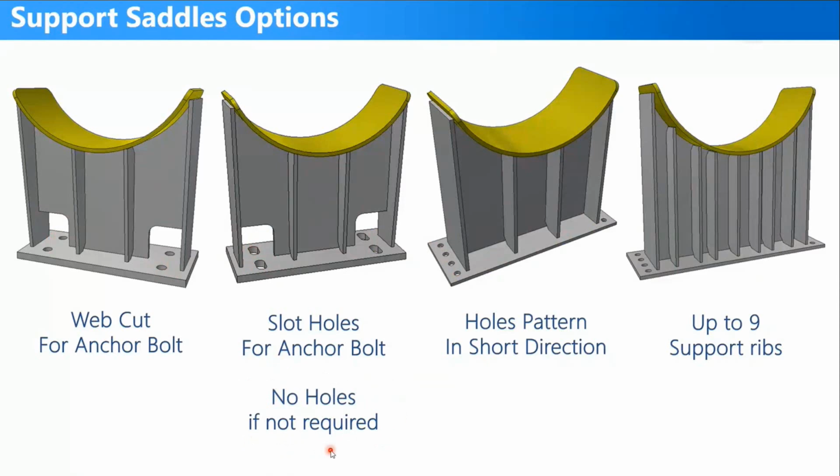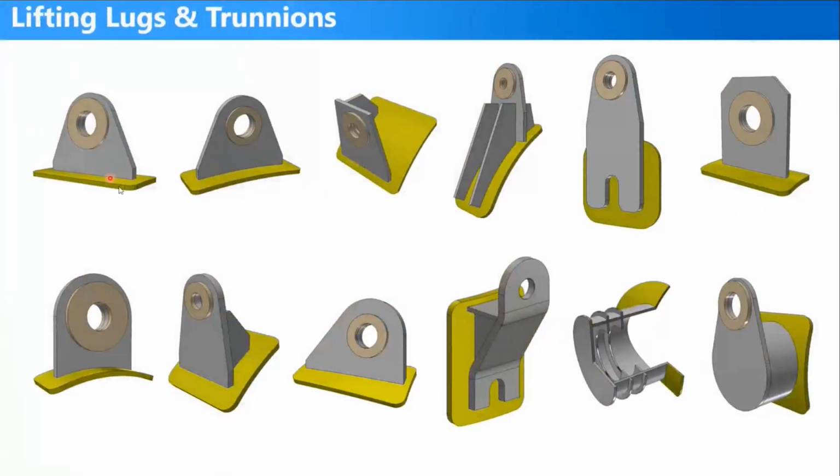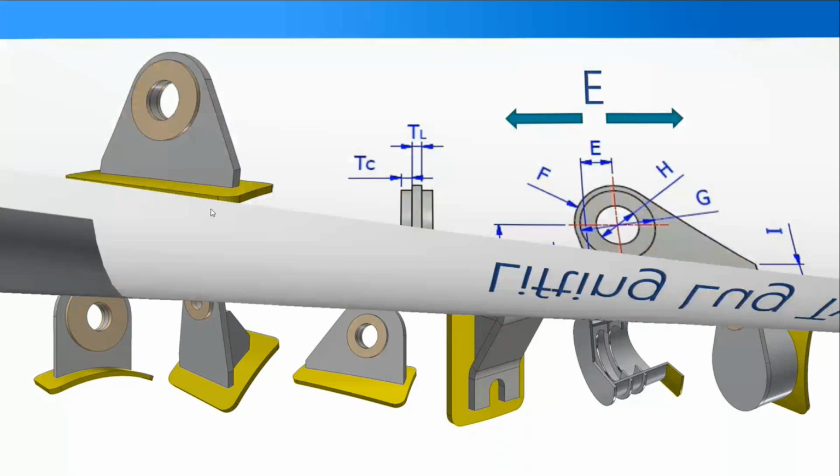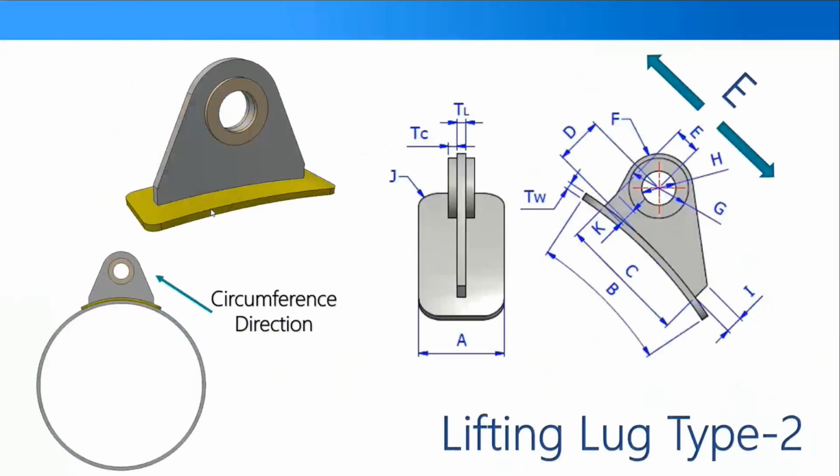In some specs, the sliding saddle does not include any holes, and it's fixed from the outside by, let's say, a flipped flange or another device with Teflon below the base plate to make it slide without using any anchor bolts. You can add stiffening ribs up to 9 ribs. Here for the lifting lugs, in SEG software, you will find many different types of lifting lugs that suit the different cases: horizontal, vertical, small sizes, large sizes, mid sizes, trunnions, and many other types.